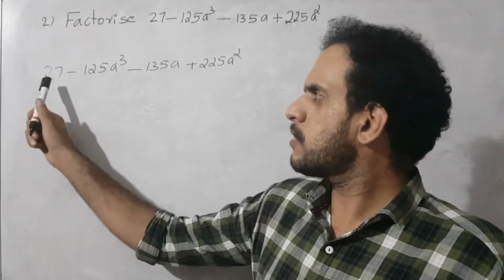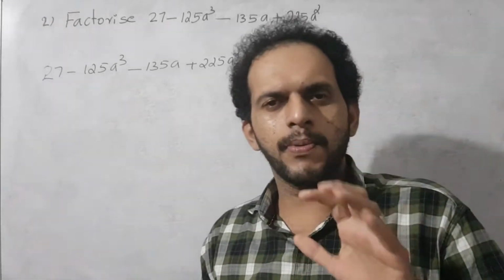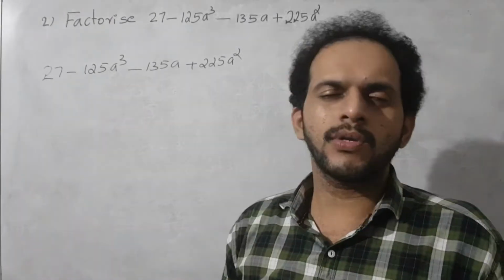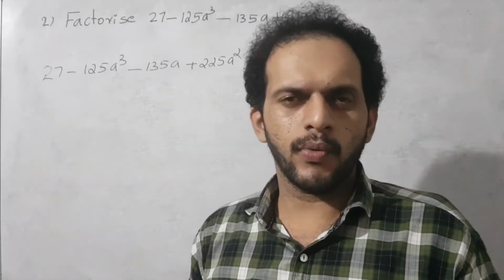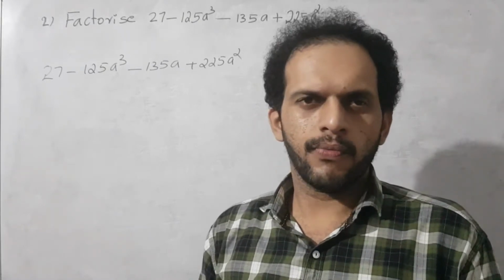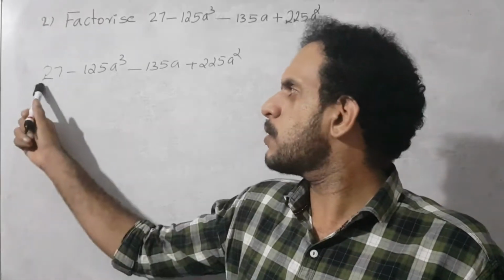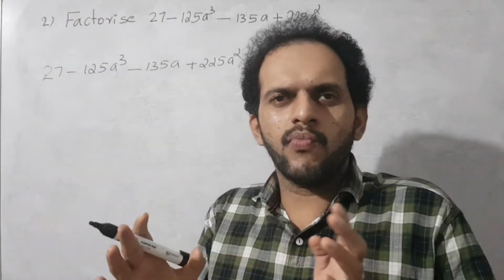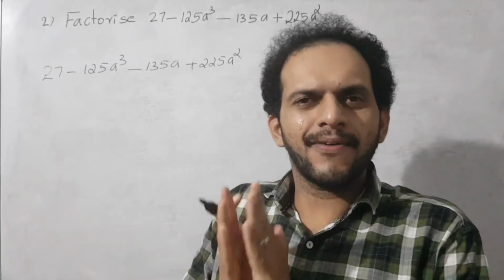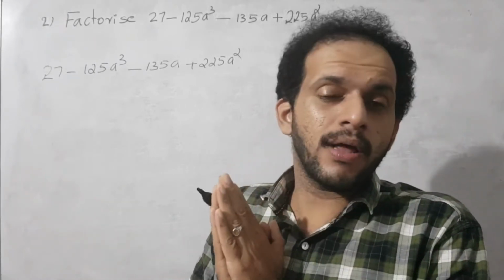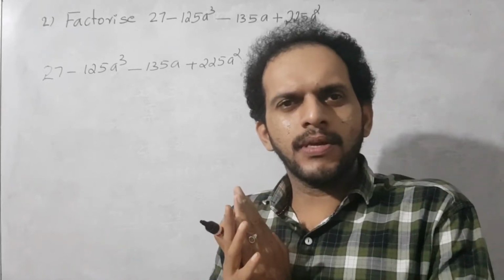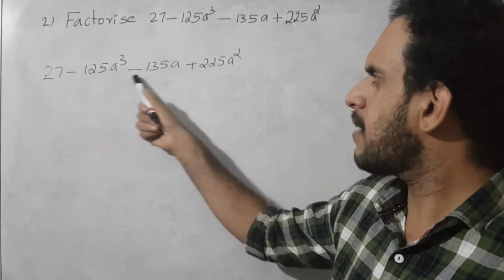Then the first term and the second term can be converted into the form of cube, correct? 125 also can be converted into cube form: 5 cube. So the first two terms can be converted completely into the form of cube. So here we need to apply the sixth or seventh identity. Then we check the sign of the terms. What are the signs?